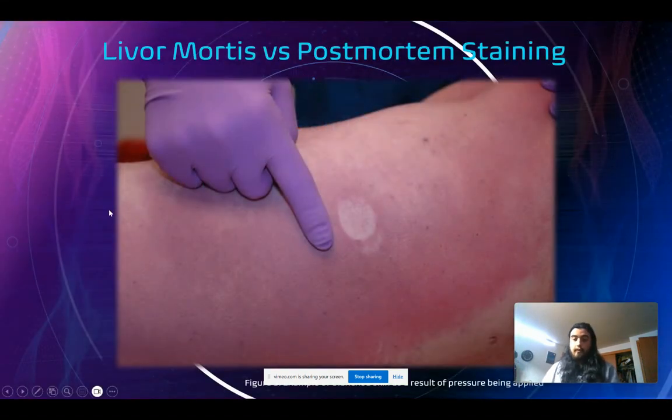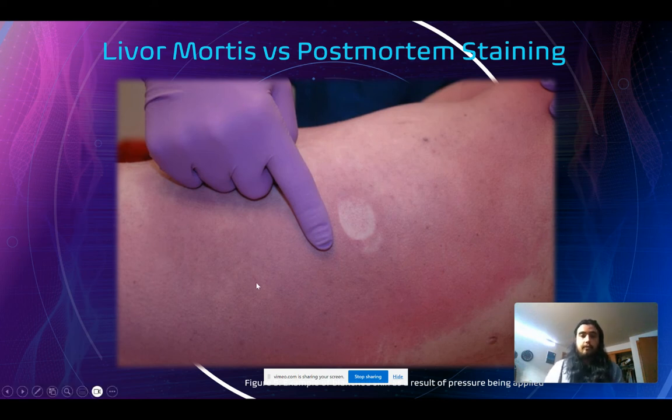So this is an example of a way to tell the difference between livor mortis and postmortem staining in an individual. So this is if you were looking at someone trying to determine if the staining would be permanent or not. So hopefully when you're doing this, you're using a glove like how it shows here in our safety procedures.